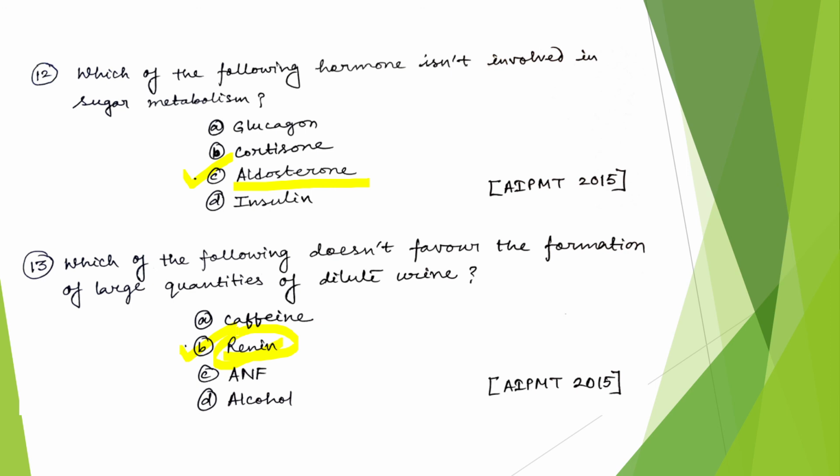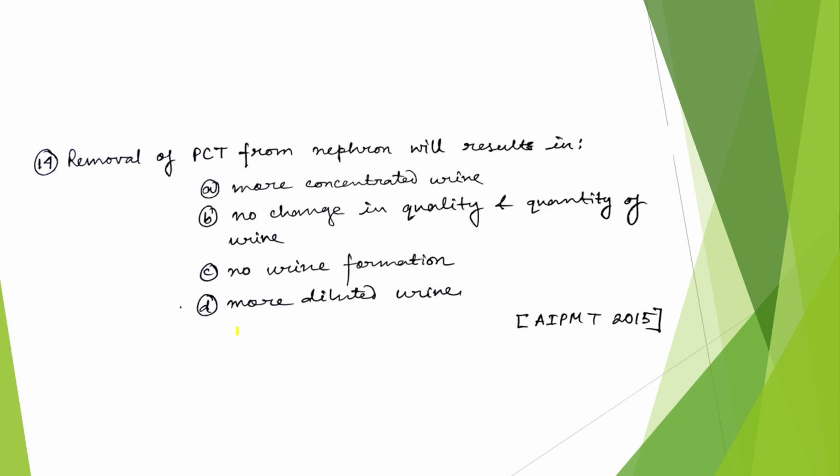Okay. Now coming to the next question and our last question, removal of PCT from nephron will result in, see, in PCT water is reabsorbed. So if we remove the PCT, obviously the water will remain in the glomerular filtrate and it will cause release of diluted urine. So here the option A says the more concentrated urine. Obviously it will not be correct. Rather the option for more diluted urine will be formed and this option will be correct.